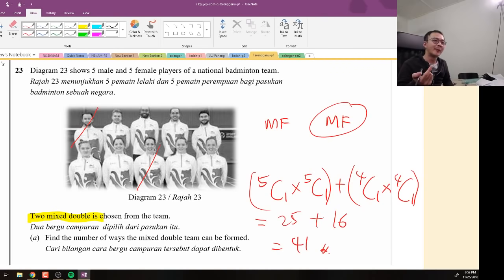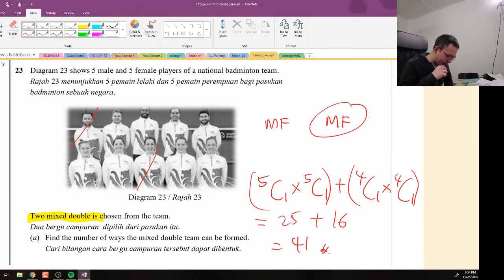So why can't we use 5C2? I guess it's because of the logic. If you are the coach and you want to choose the mixed doubles, will you straight away choose 2 male and then another 2 male? Let me try the answer, is it the same? 5C2 times 5C2. Yeah, the answer is not the same.